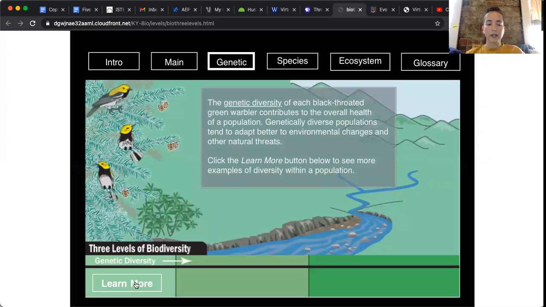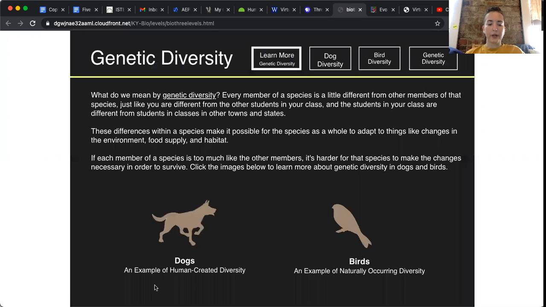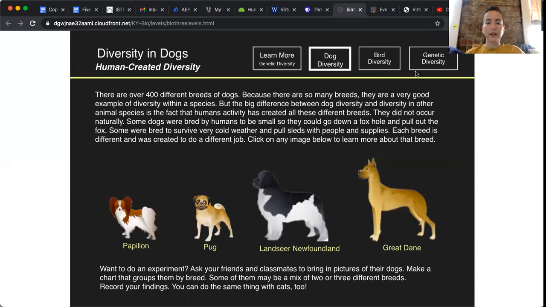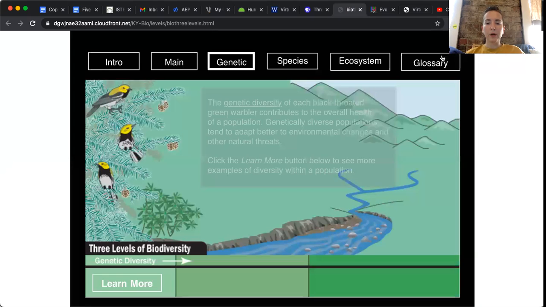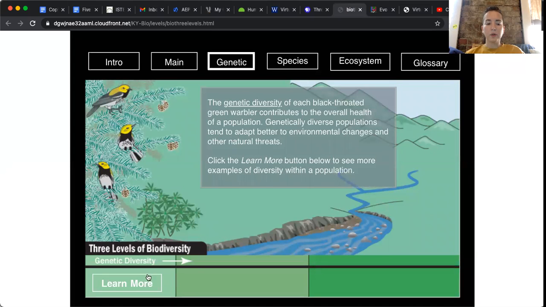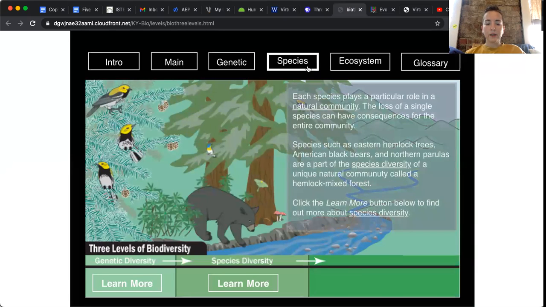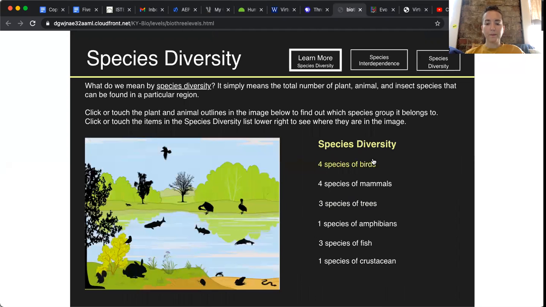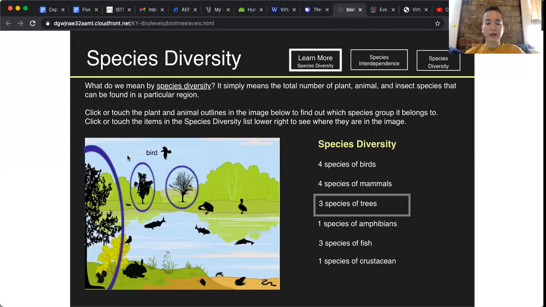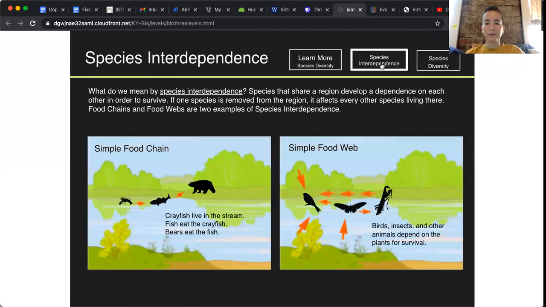So we'll talk about genetics, and it gives us a read through there. Gives us what genetic diversity means, gives some examples that are common. So connecting, the kids can connect to what they see at home versus the wider world. And so we can click on that, learn a little bit more about dogs, birds, and then we go back to genetic diversity. And same thing for species, you can learn more, look at different species of animals, it circles it, all of that fun stuff.